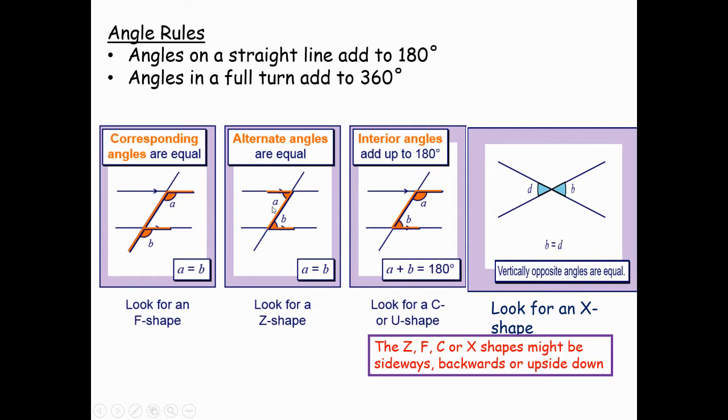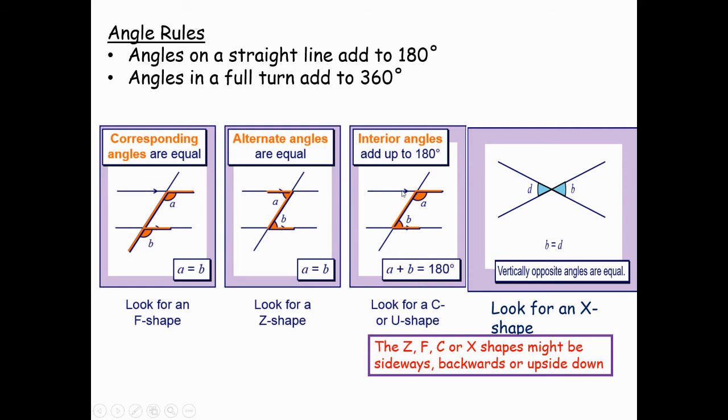your alternate angles rule. So these are parallel lines here. So this makes the F shape, and it means that these two angles are the same. The F shape could be upside down, backwards, or sideways. Same for the Z shape. The angles inside the Z are the same when these are parallel lines, and Z could be upside down, sideways, or backwards.